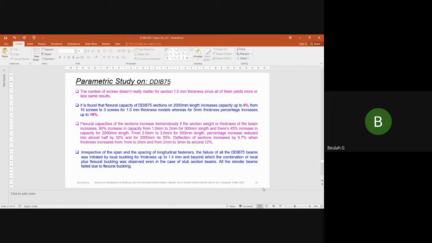So from the parametric study, it was observed that the increase in capacity was 6% from 10 number of screws to 3 number of screws, and it was 16% for 3 mm thickness specimens. And irrespective of the spacing of the longitudinal fasteners, which means screws, okay, so it can also be termed as bolts, the failure of all the double-decker I-beam sections was initiated by local buckling.